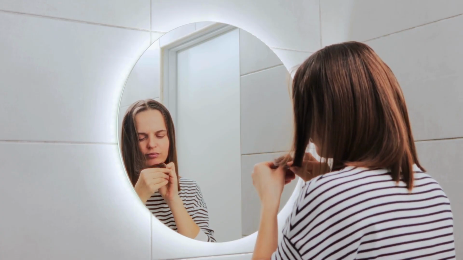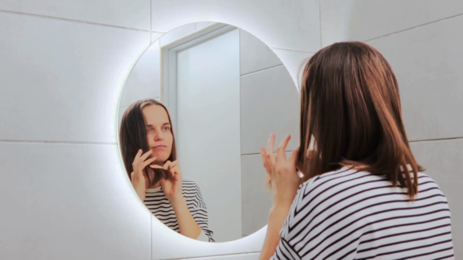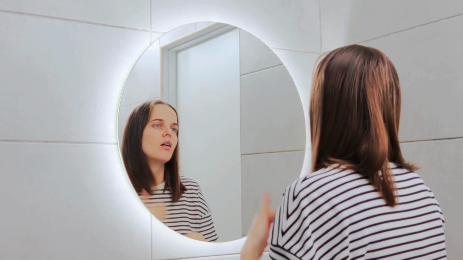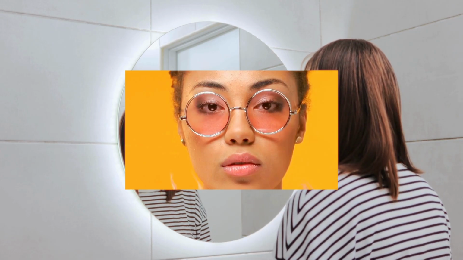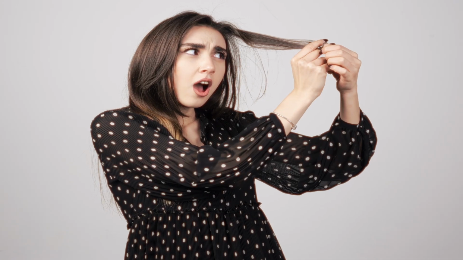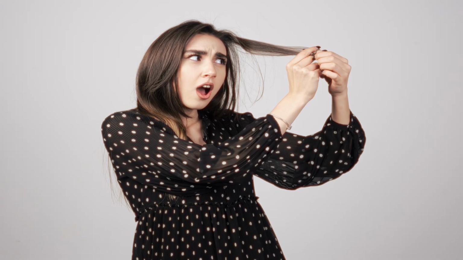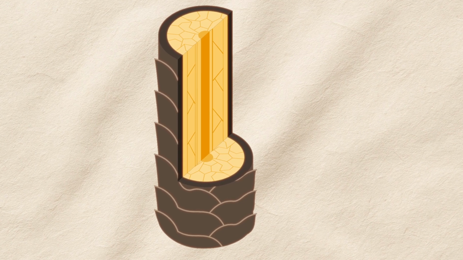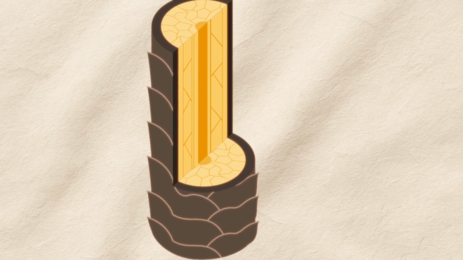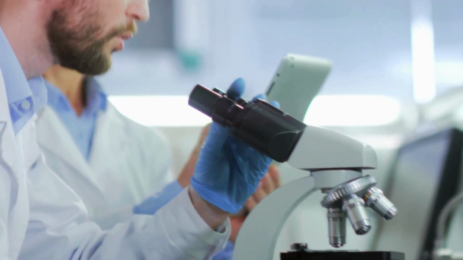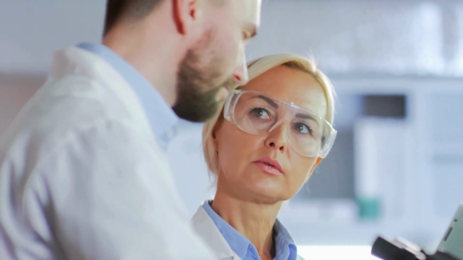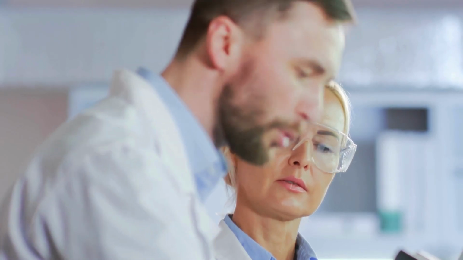Split ends are one of the most common hair problems people deal with, but they are often misunderstood. They are not just a cosmetic issue, and they do not happen randomly. Split ends are a clear signal that the structure of your hair has been damaged over time. The scientific term for split ends is Trichoptilosis. It describes a condition where the hair shaft splits lengthwise, usually starting at the very ends and slowly moving upward.